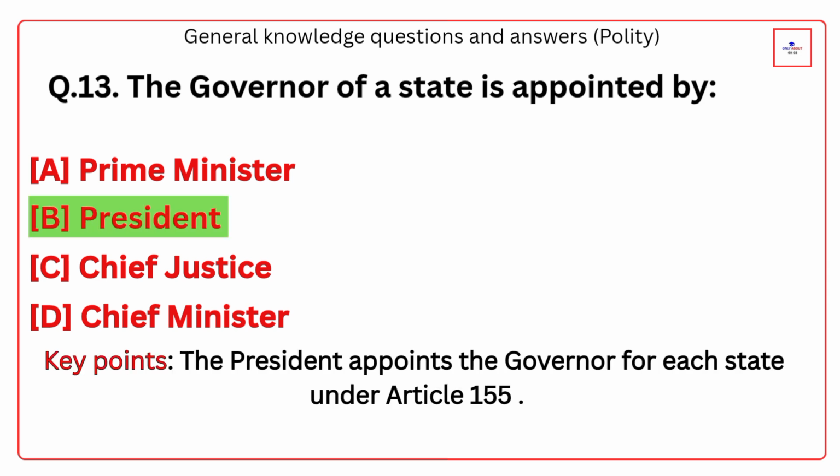The governor of a state is appointed by. Correct answer is President. The President appoints the governor for each state under Article 155.